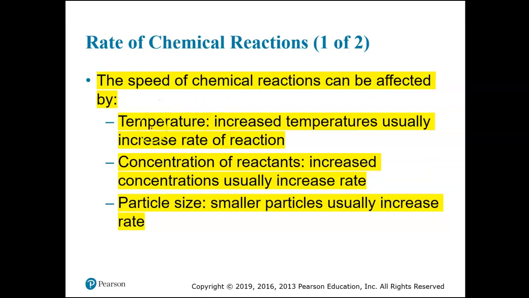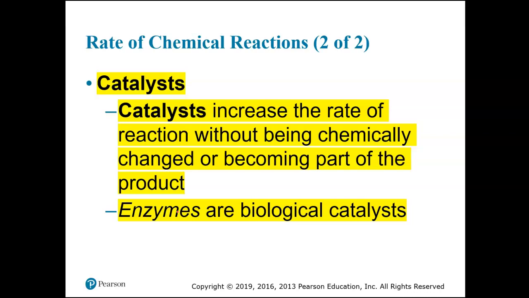The rate of chemical reactions can be increased. In other words, they can speed up and go faster if you raise the temperature, raise the concentration of the reactants, or the particle sizes are smaller. The smaller the particle sizes, the faster the reaction will occur, like chewing up our food will digest it faster. All right, catalysts are substances that increase the rate of a chemical reaction. An enzyme is a biological catalyst, and it is almost always a protein.